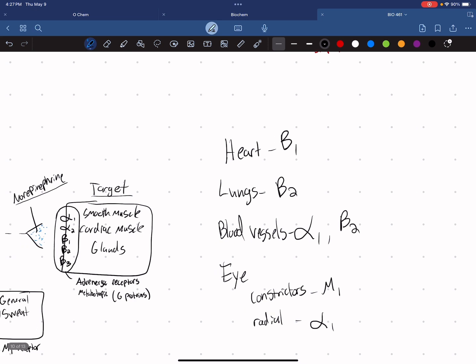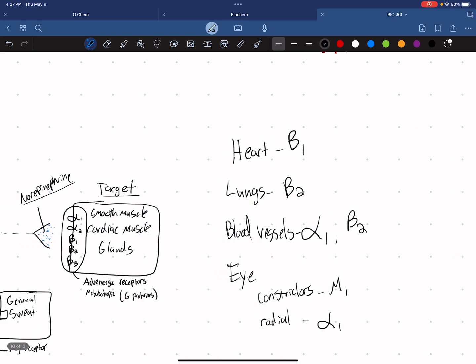So we know that in the heart, if this norepinephrine binds to this beta-1 receptor on the heart, then that will increase heart rate because this is our fight or flight in our sympathetic nervous system. If it binds to this beta-2, it will open up the lungs, allowing the lungs to get more air. If it binds to the alpha-1, it will constrict the blood vessels, increasing blood pressure and sending blood to the muscles. And similar actions will happen with the eyes depending on the receptor.